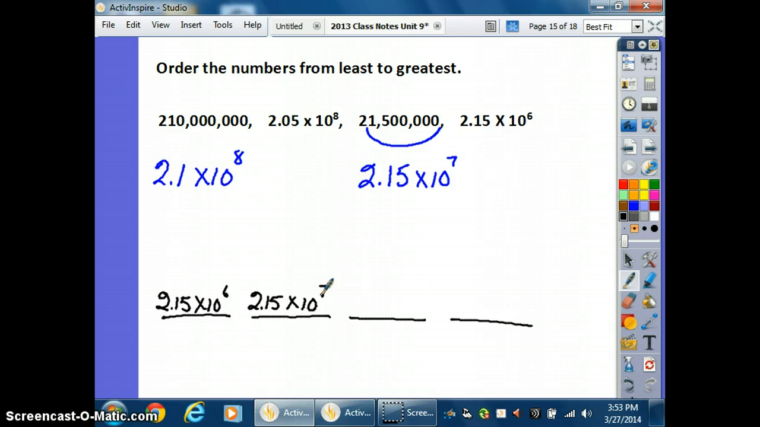Okay, now we need to compare these two. All right, we have 2.05, we have 2.1. Which one is smaller? Remember, this could be 2.10. You're always allowed to add zeros at the back. So this is the smaller one. 2.05 times 10 to the 8th, and 2.1 times 10 to the 8th.